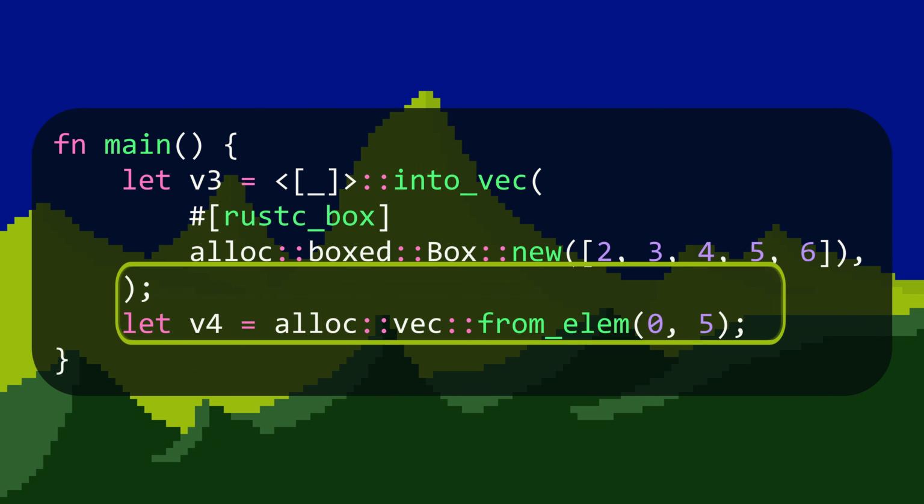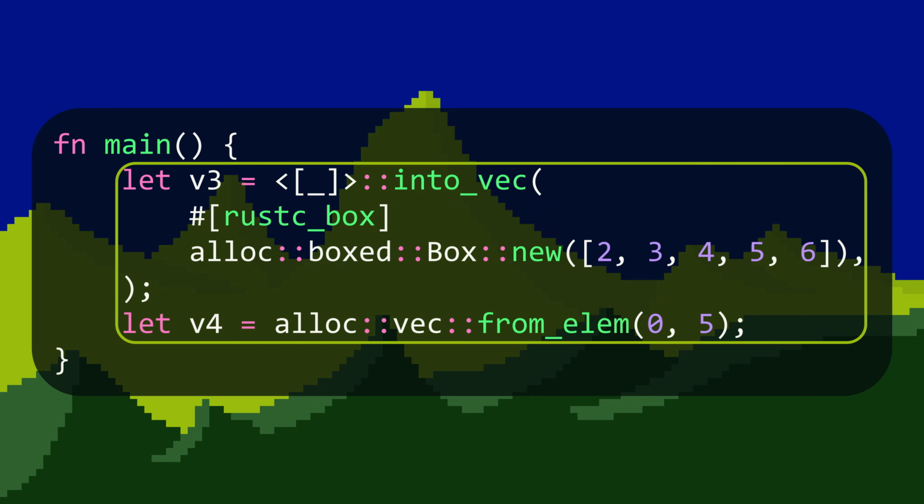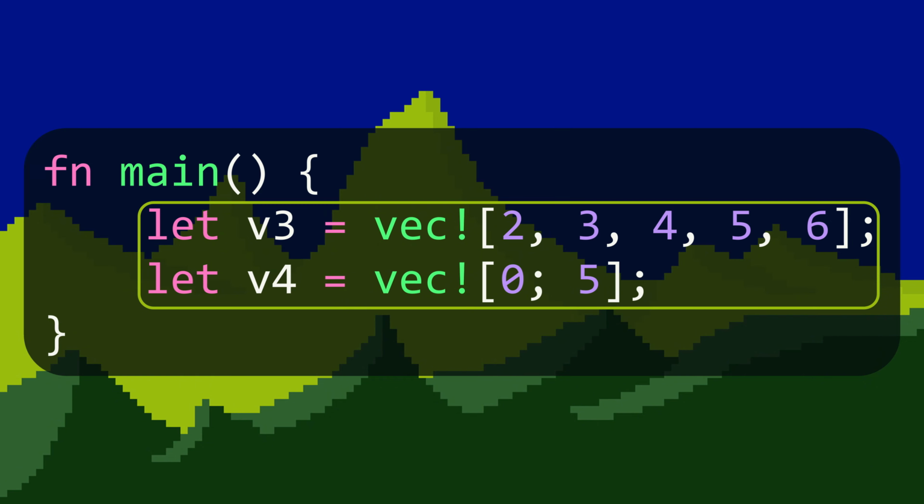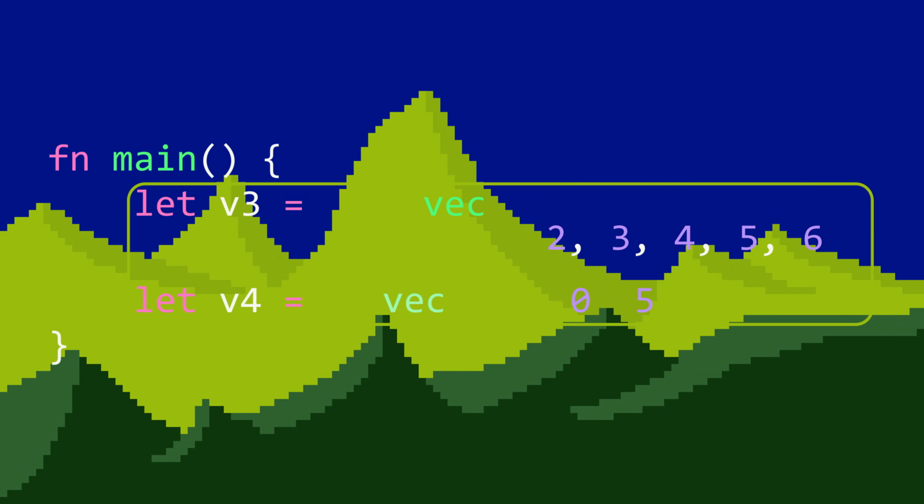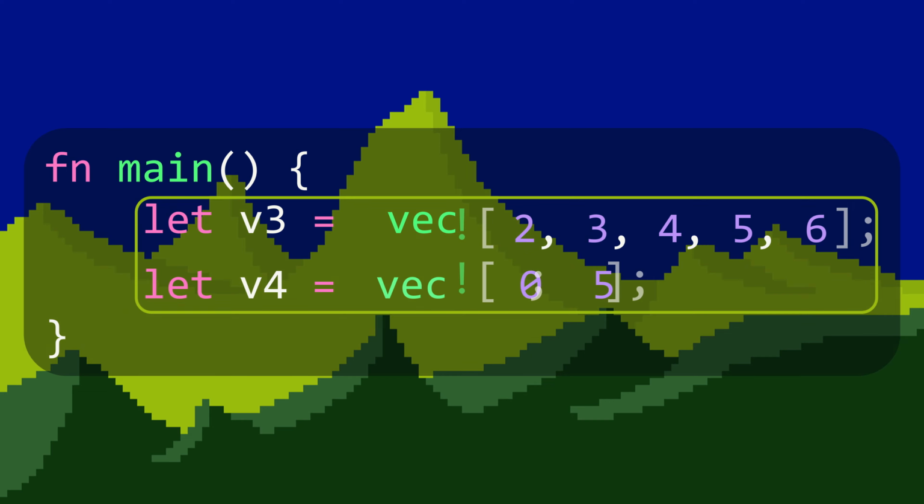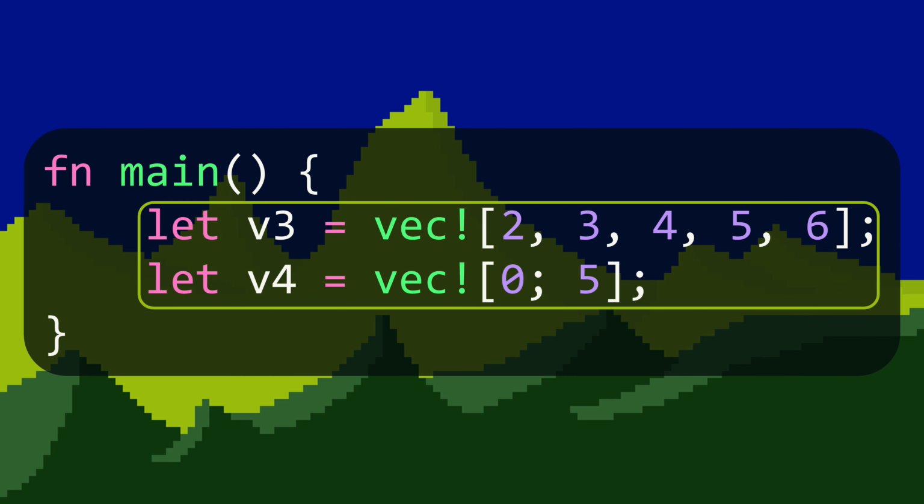Now we've expanded both v4 and v3. v3 takes the sequence 2, 3, 4, 5, and 6, puts them into a slice, boxes the slice, and then turns it into a vec containing 2, 3, 4, 5, and 6, in that order. v4 takes 0 and 5 and uses the from_lm function to create a vec containing 0 repeated 5 times. Both of these variables are recursively expanded from their vec macro invocations. This is all the user has to write to create these two vecs. Recursive expansion, macro invocation. You get it.